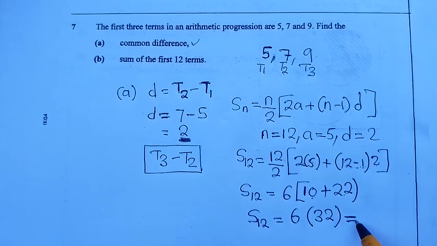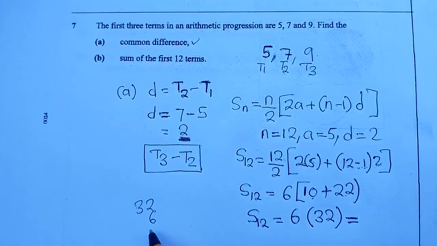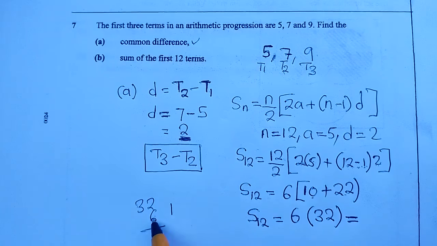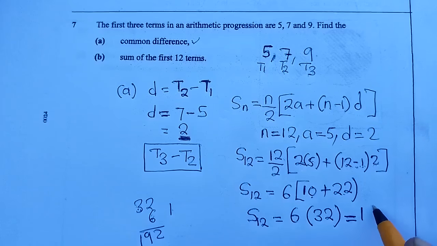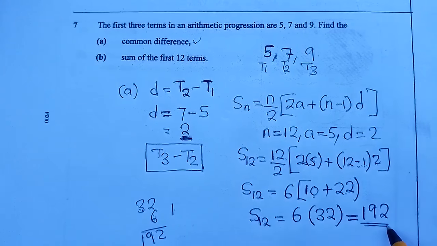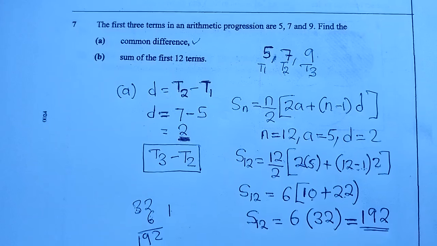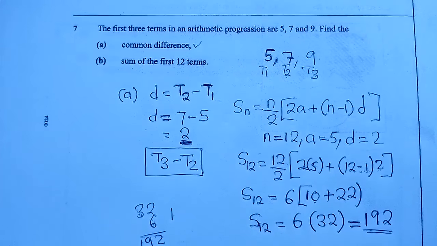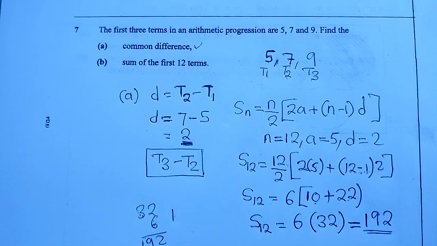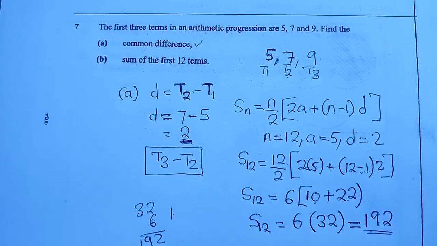Then finally, what is your answer? When you multiply 32 times 6, what are you getting there? 192. So the answer there is 192. This is the answer you are going to get when you add the first 12 terms. This is what it means when they say the sum of the nth term. So this is your answer. This is how we get to answer that question.